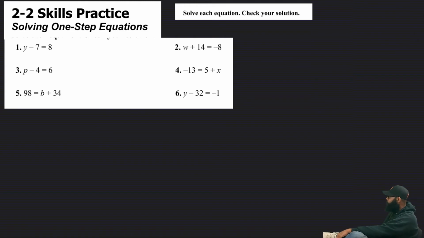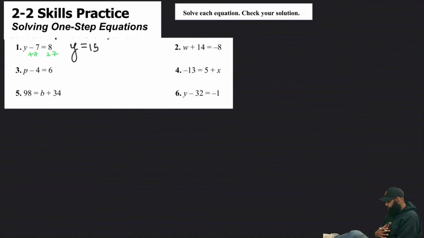Let's make it happen. First one is y minus 7 is equal to 8. And if you recognize what I do, opposite of adding is subtracting. Opposite of subtracting is adding. So I'm going to add 7 to both sides, get a quick answer. Y is equal to 15. And again, guys, they're one step, so they can't go that fast.